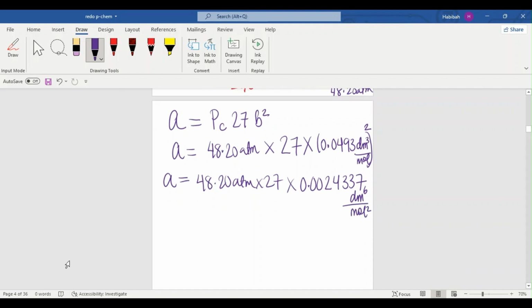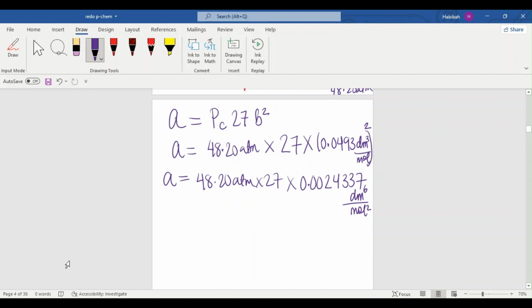So of course you just multiply everything. You end up with A equals 3.16722 atmosphere decimeter raised to the power of 6 per mole squared.